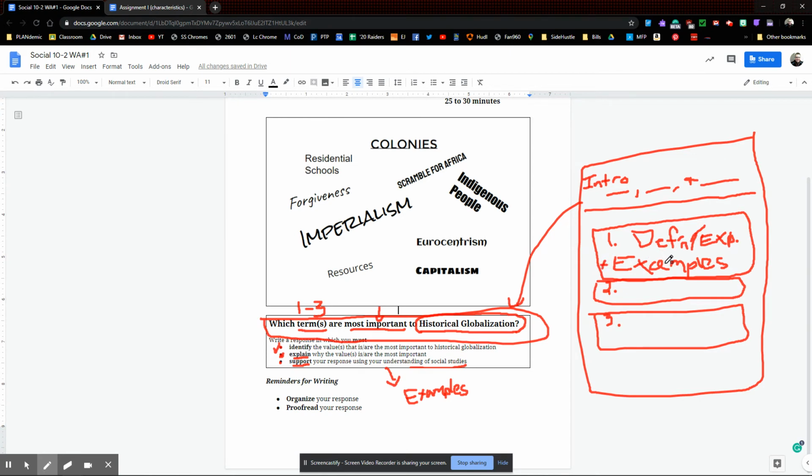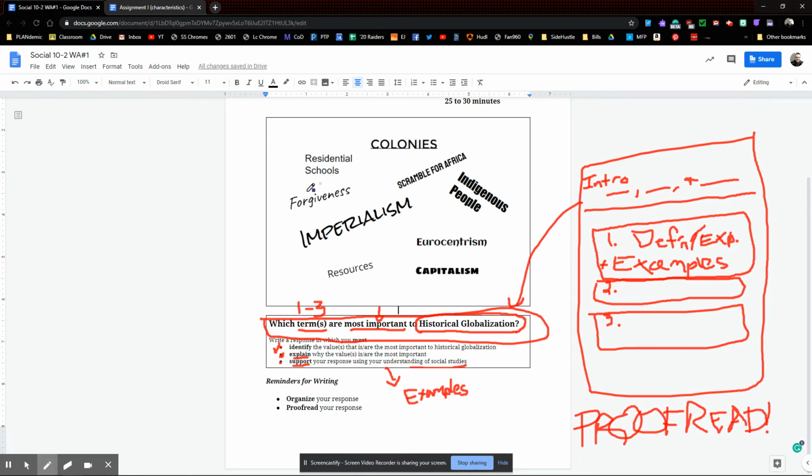Okay, and then once you're finally finished, make sure you proofread. Give it a quick read, a quick look through, make sure that you're using the correct terminology, make sure you don't have any spelling errors or anything like that, and finally, make sure you submit it through Google Classroom.